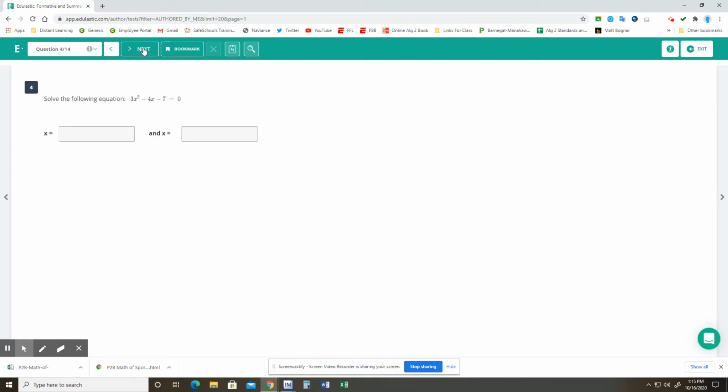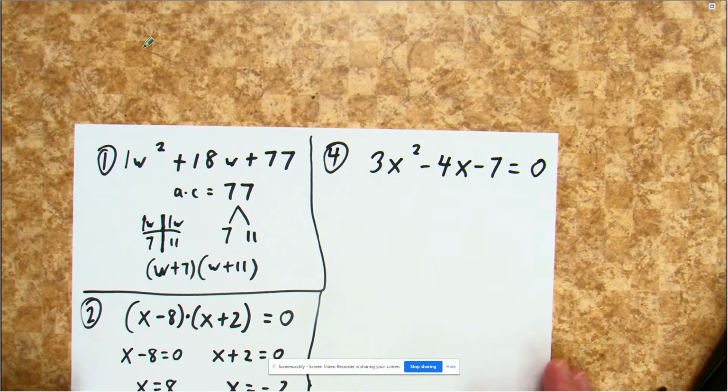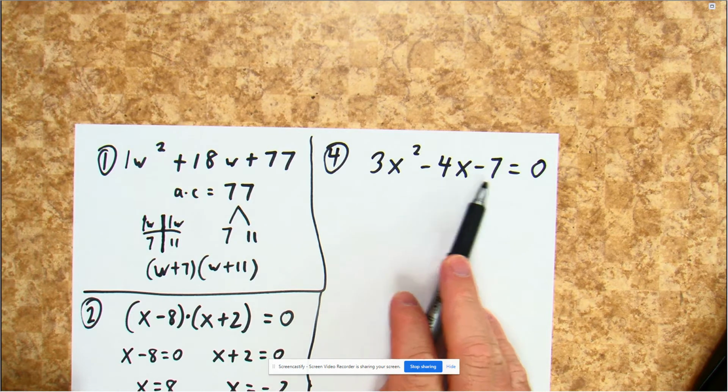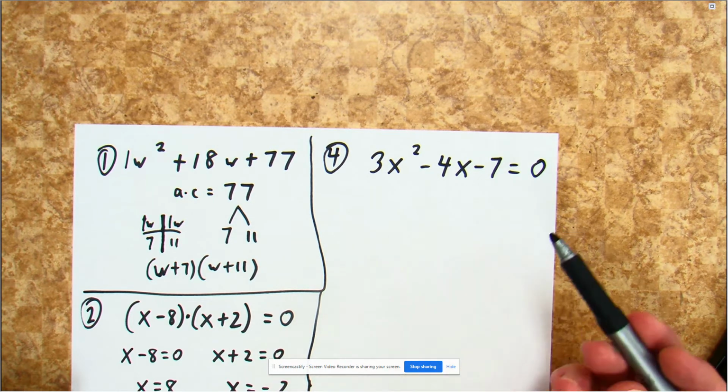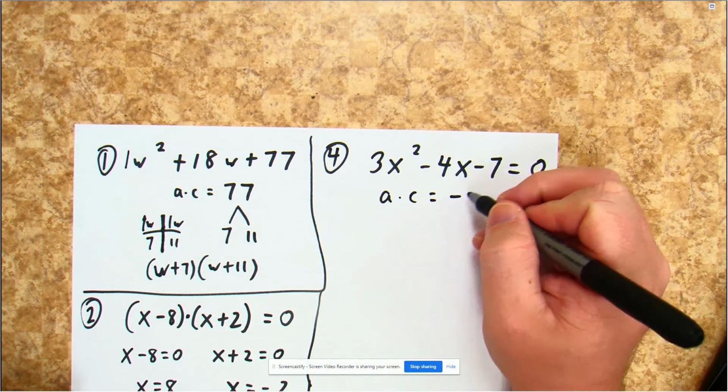For problem number 4, they're asking for you to solve this quadratic. Now, for number 4, I am going to write this one out. 3x squared minus 4x minus 7 equals 0. Everything is set equal to 0. It is your job to factor and then solve. Well, step 1 of the Tucker method, take out a greatest common factor, which in this case is a 1, so I don't have to do anything. So I am going to proceed with A times C. A times C gets me negative 21.